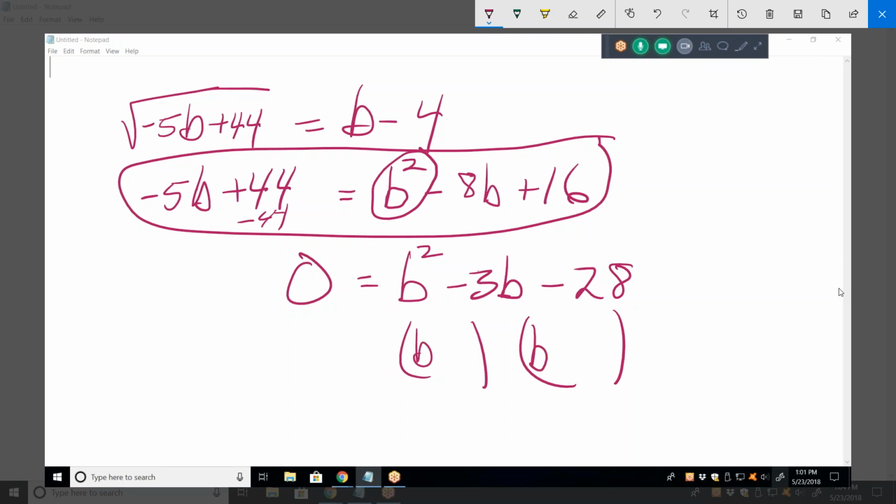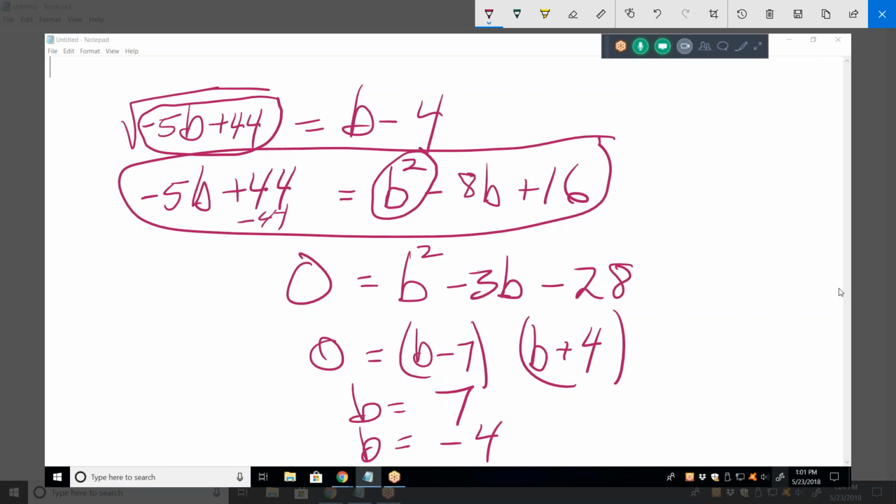Okay, into what? So I know the factors of 28 are 7 and 4. I'd pick a negative 7 and a positive 4. Good. And then I have to set that equal to 0. So what are your two solutions for b? 7 and negative 4, since I have to switch it. Now, see if that violates any domains. In other words, we've got to be careful. That amount right there has got to be greater than or equal to 0.